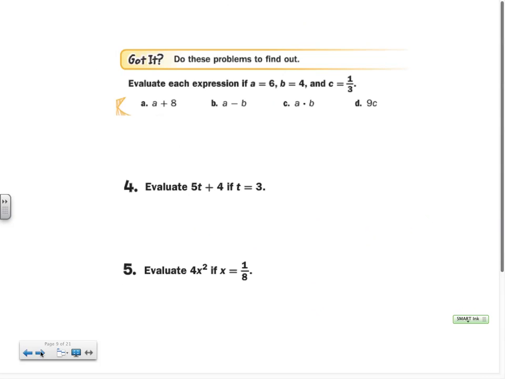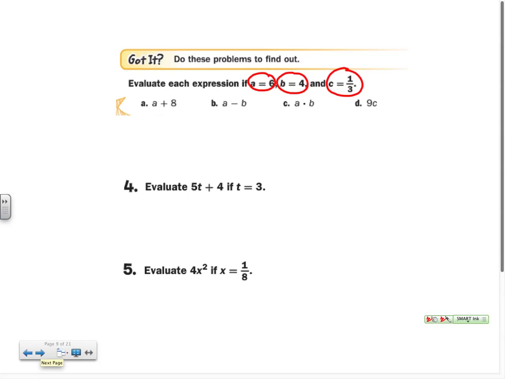Got it? Do these problems to find out. So if you look at A, B, C, and D, they're telling you A would be equal to 6, B is equal to 4, and C is equal to 1/3. I will get you started with the first one so your format is correct.